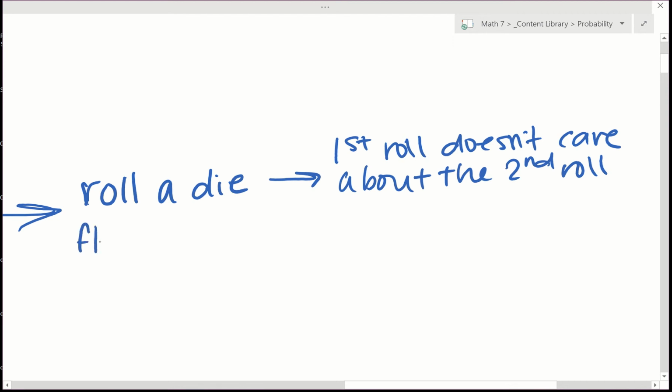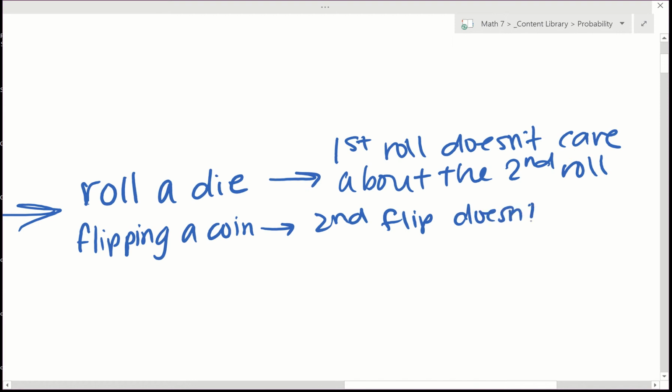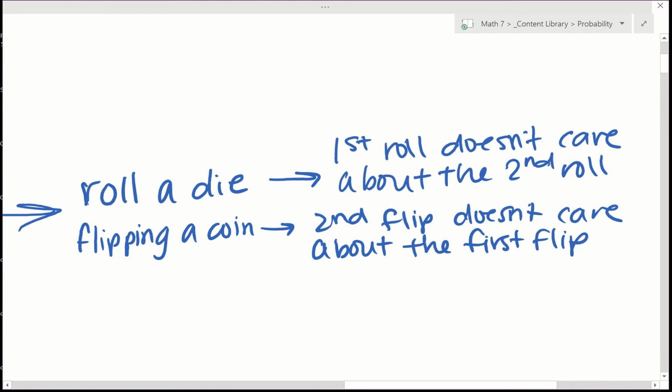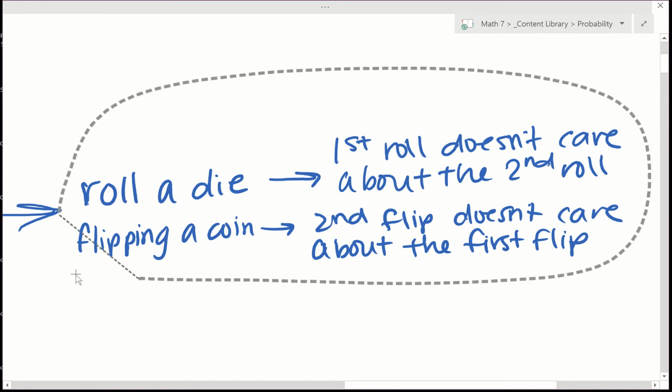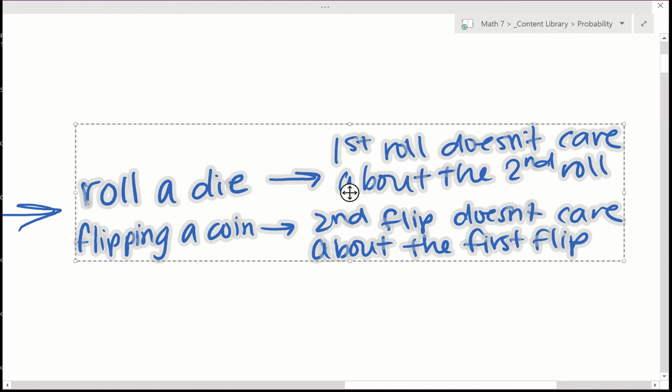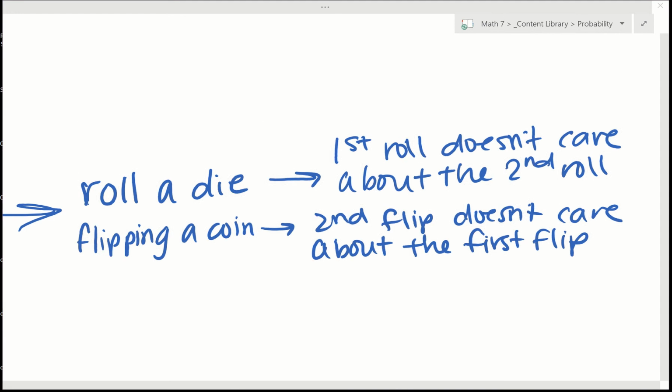Another thing is like flipping a coin. The second flip doesn't care about what you got on the first flip. Okay, so these are things that are independent events.